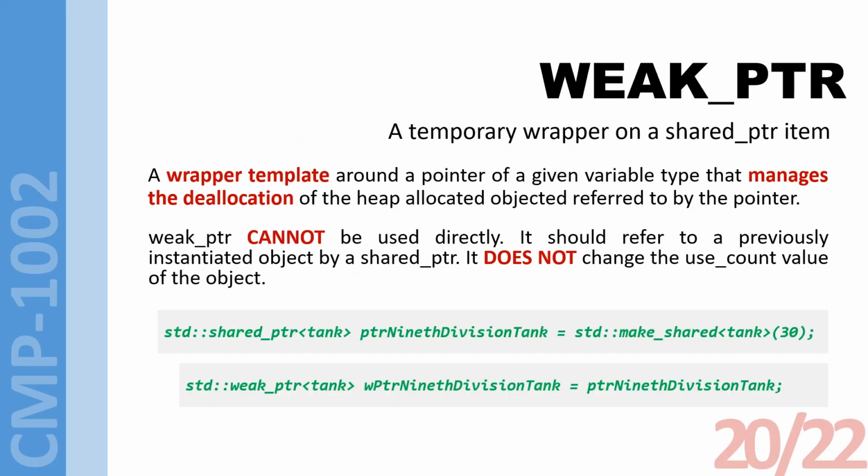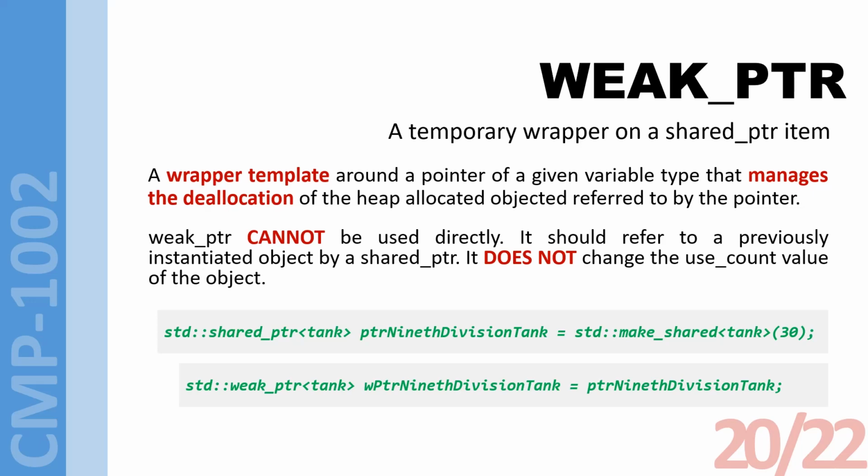Last thing is the weak pointer. So the main idea of the weak pointer is that you cannot make an object and directly refer to it with a weak pointer. No. You can only refer to a previously instantiated object by a shared pointer. So in this example, I am having another object, and this PTR 9th division tank is actually referring to this object. And I think I made a typo in the second part. I'm saying, oh no, there's a WPTR 9th division tank in the second line. Yeah, it's a bit weird, I know. I just want to show that they are referring to the same thing actually.